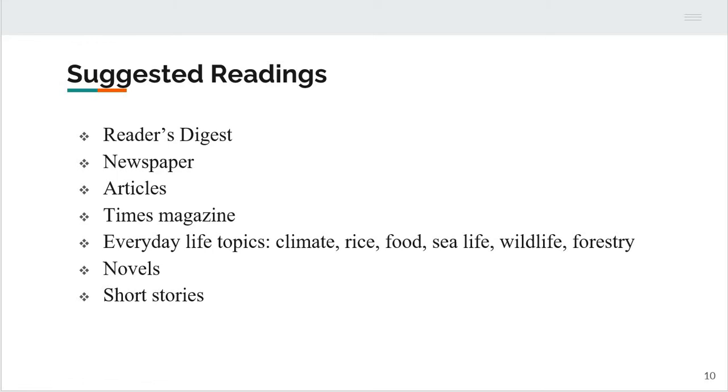So that's why I want to recommend that readers digest newspapers, editorials, articles, Time magazines. Everyday life topics should be read, for example climate change, rice, food, sea life, oceanography, nanotechnology, wildlife, forestry, agriculture. Different novels, science fiction or fiction novels should be read, and short stories, to grasp different vocabulary. Emotions and feelings should be studied.